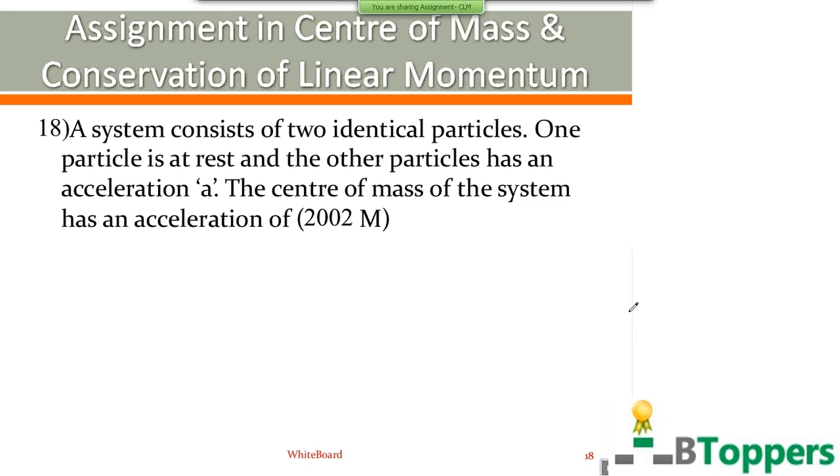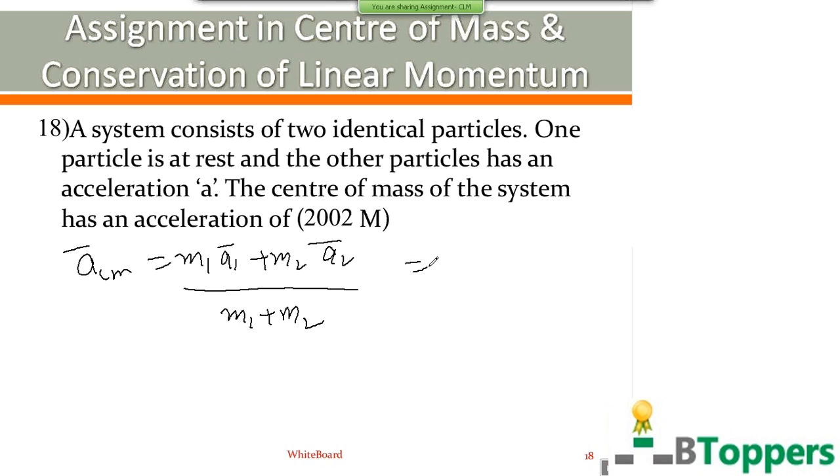a more easier problem. The system consists of two identical particles. One particle is at rest, another particle has an acceleration A. The center of mass of the system has an acceleration of what? So the acceleration of the center of mass of the system of the two particles is given by m1 a1 bar plus m2 a2 bar by m1 plus m2.